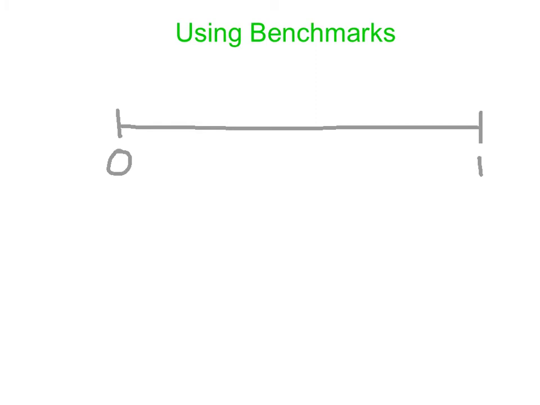And benchmarks, for those of you that don't know, are things that you can easily find. Like on a number line, for instance, I can easily find 0 and 1. I can also easily find half, 1/2. That should be easy for most of us. I would almost argue we could probably do 1/4 and 3/4, but we'll stick with 0, 1/2, and 1. So these are your benchmarks: 0, 1/2, and 1.